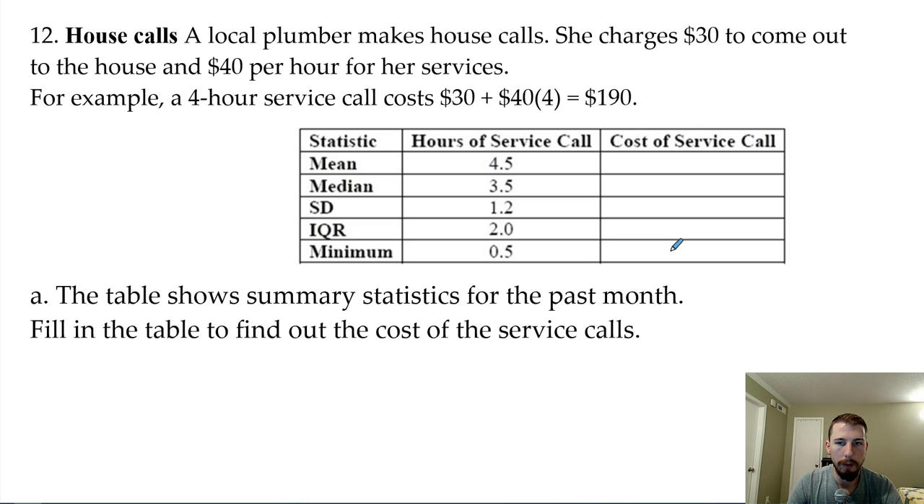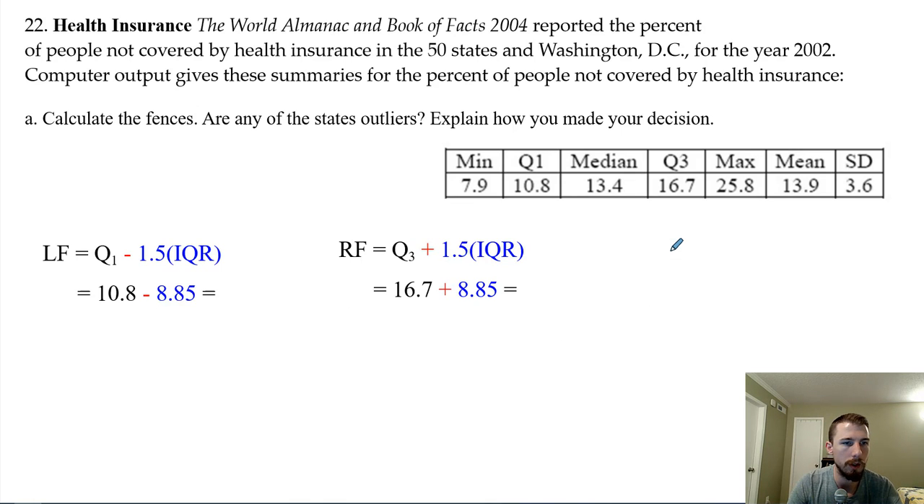All right, local plumber makes house calls. She charges $30 to come out, $40 per hour for the service. We just did that. I must have updated it, but forgot to change it.